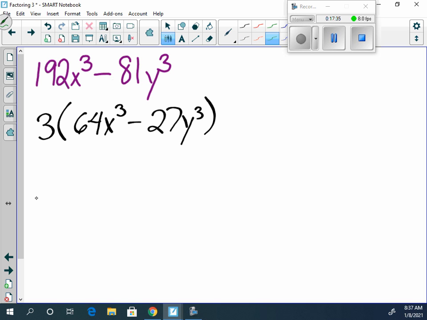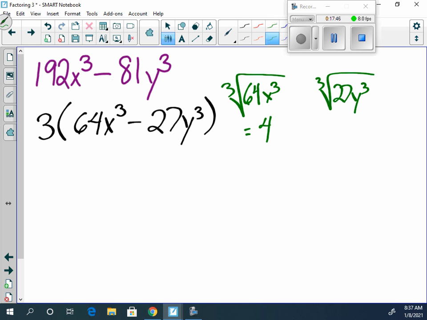So now let's relook at this and see if I can take the cubed root of 64x cubed and see if I can take the cubed root of 27y cubed. Well, we know 64x cubed is going to be 4x. Well, we already saw that one. And 27, well, we saw this one here already. It's going to be 3y. So these are perfect cubes. It just worked out that there was a greatest common factor between them that we had to pull out first to be able to get them to perfect cubes.